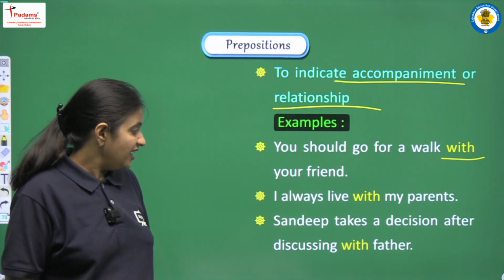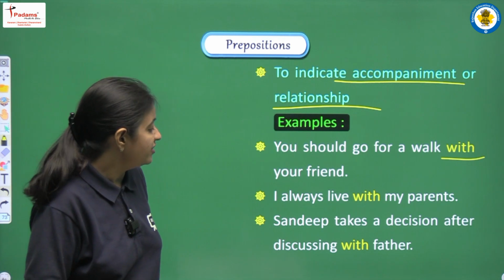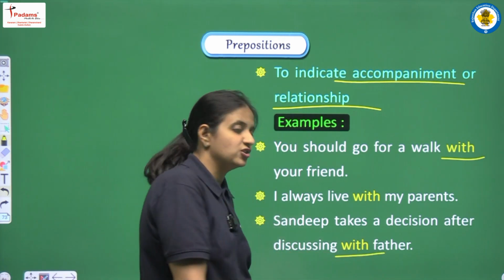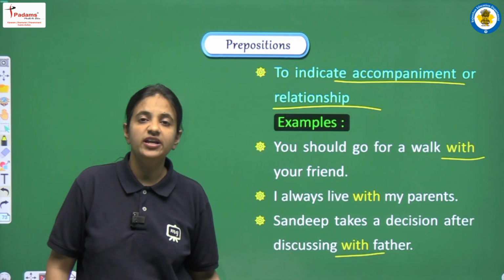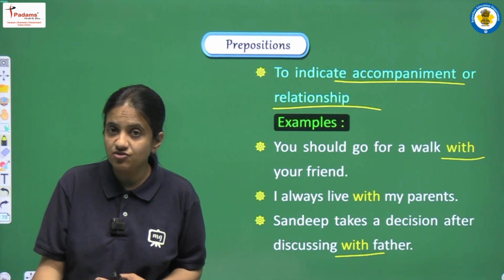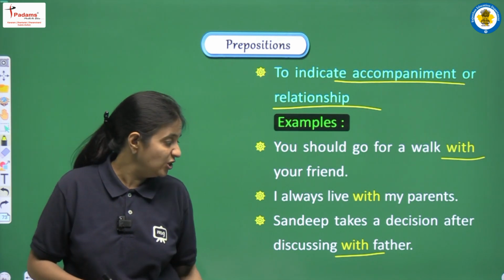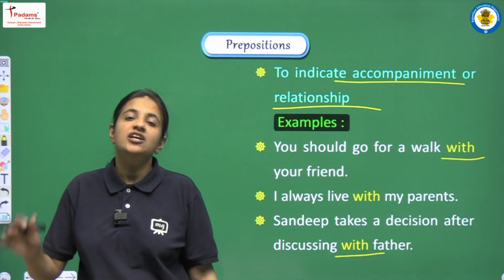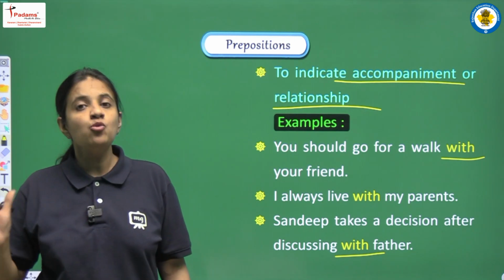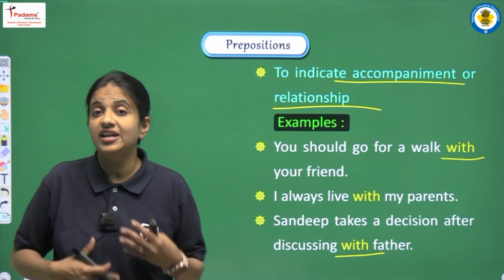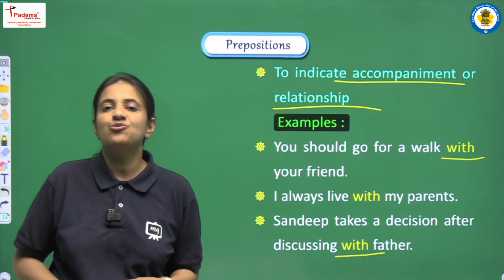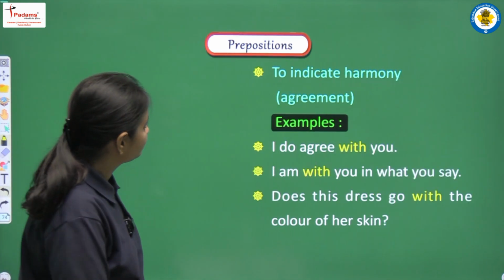Next, Sandeep takes a decision after discussing with her father. So here we are saying that first of all he discussed everything with his father and then only he took any kind of decision. Okay, so when we are trying to show accompaniment, when we are trying to show some kind of relationship, then yes, we can use "with" in a sentence.